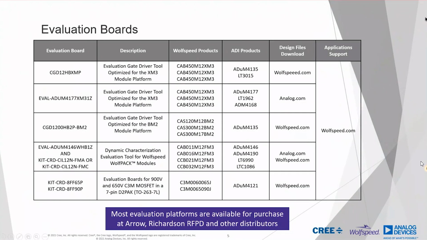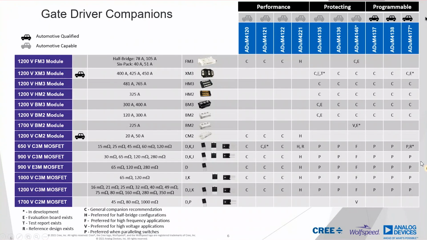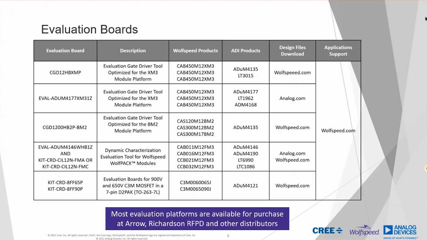Here we go. Here's a list of all the things that are available, showing the part numbers that are involved, so you get that detail. Again, these are on Wolfspeed and analog.com.